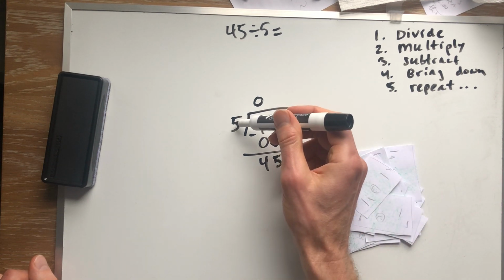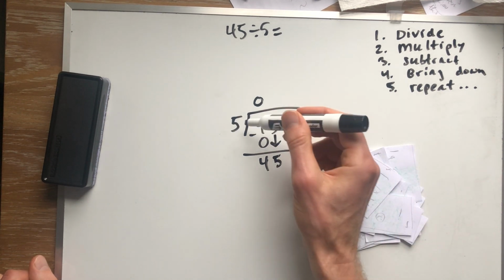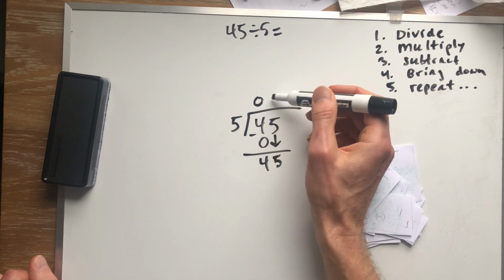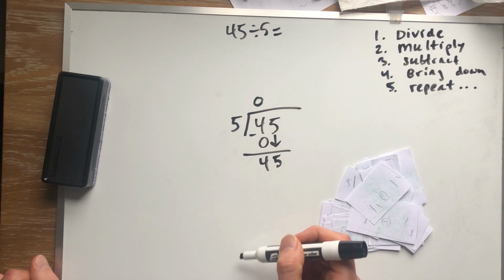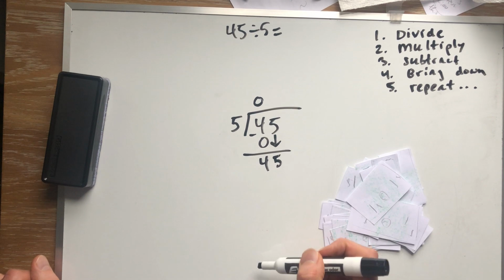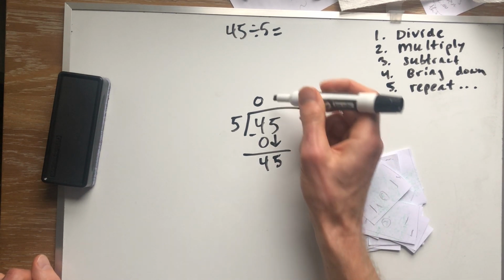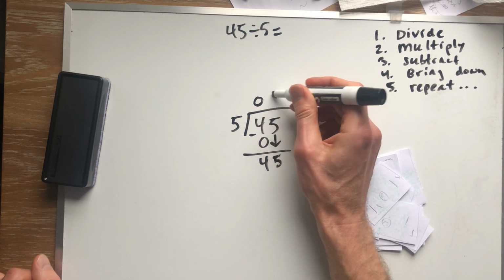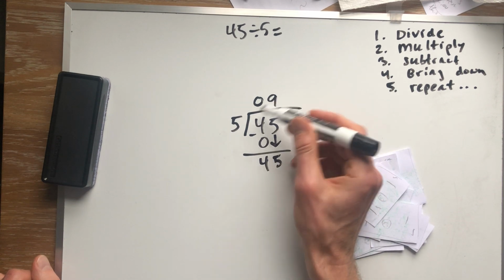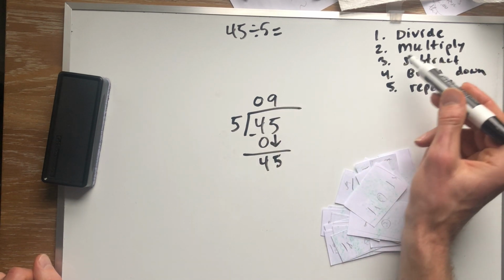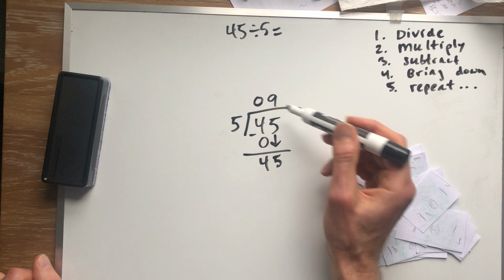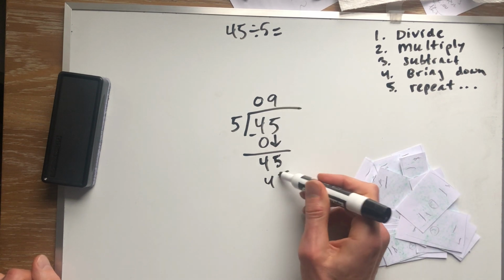So now I can look at this number down here. 5 times what equals 45? Or 45 divided by 5 equals what? Well, now we know, oh yeah, 5 times 9 is 45. And we multiply to see how many we just gave out. 9 times 5 is 45.